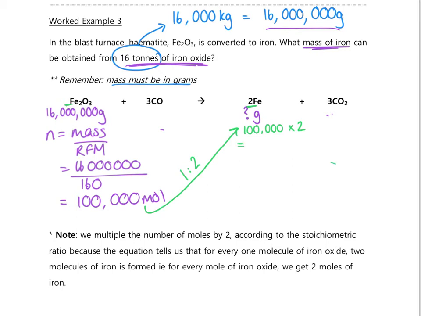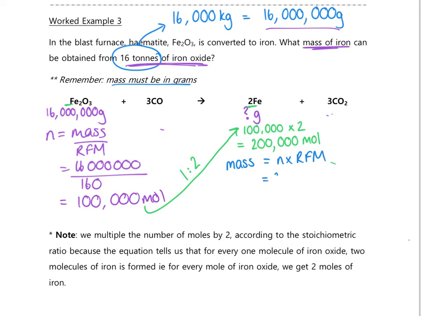So my number of moles of iron that I'm going to produce is actually 200,000 moles. So I have to take into account my balancing number ratio. Now that I've got my moles, I can convert that back to mass. And I do that by using my equation, mass equals N times RFM.